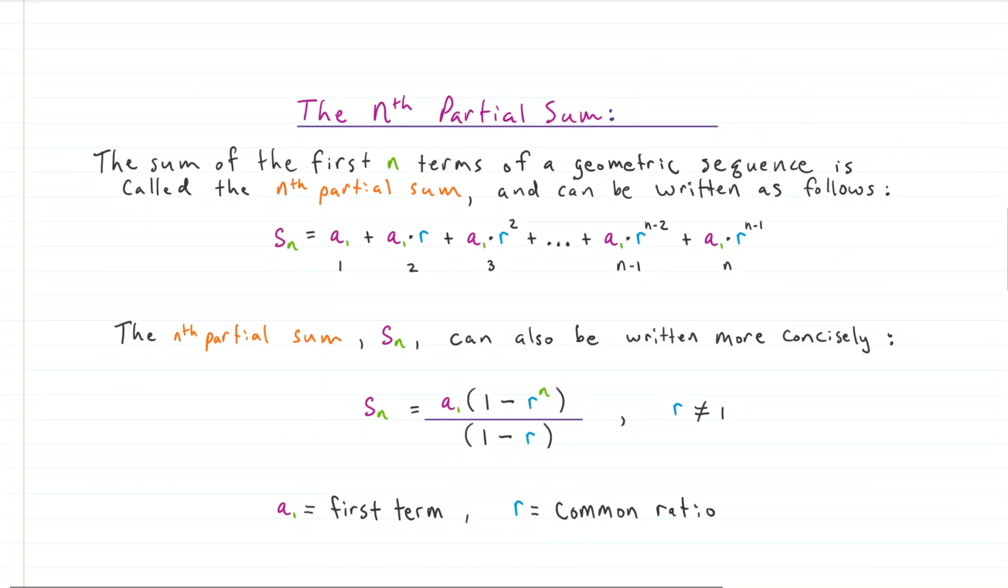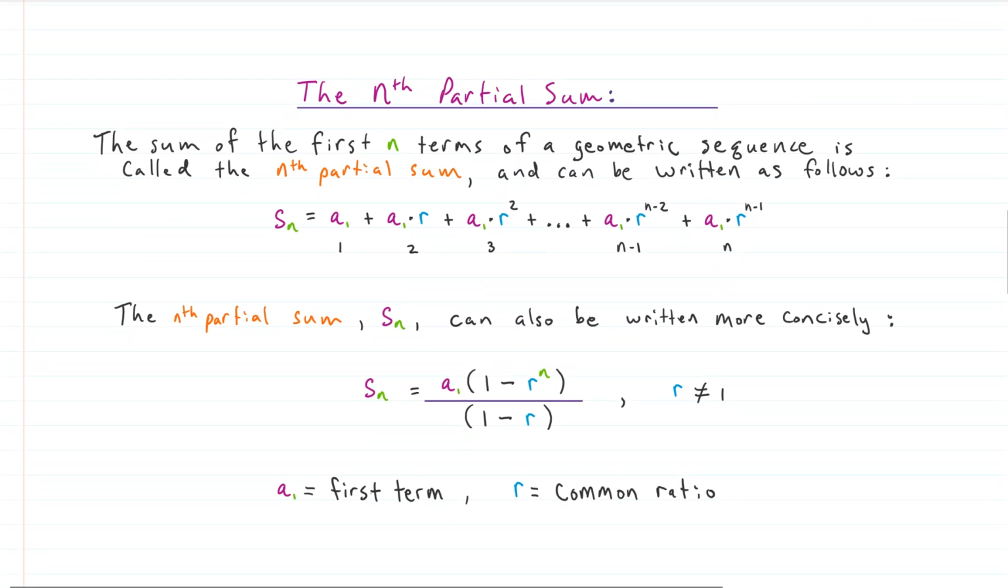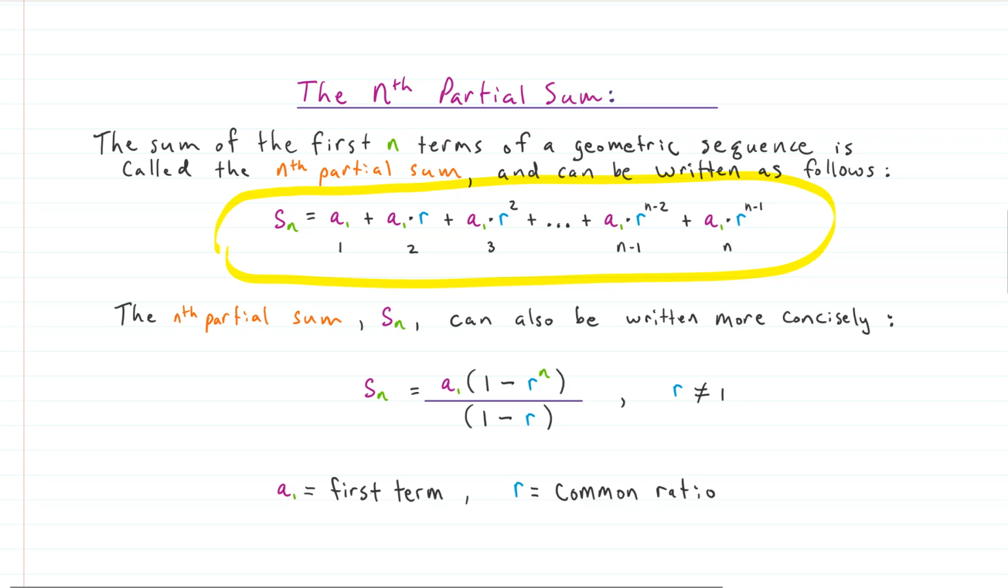The nth partial sum, the sum of the first n terms of a geometric sequence, is called the nth partial sum. And we can write it like so, where you have s sub n, and then you just literally sum the first n terms, one by one. That can totally work, but it's a little cumbersome, because what if you're trying to sum the first 100 terms or the first 1,000 terms? That's kind of painful, just even thinking about it.